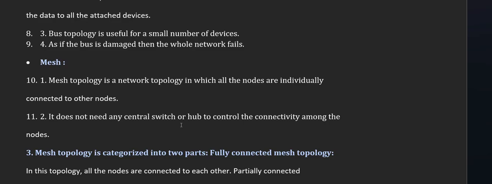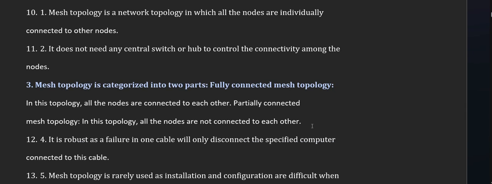And then we have mesh. Mesh is a topology in which all the nodes are individually connected to other nodes. It does not require any central switch or hub for connectivity among the nodes. Mesh topology is categorized into two types. Fully connected mesh topology, in which all the nodes are connected to each other. And partially connected mesh topology, in which all the nodes are not connected to each other.